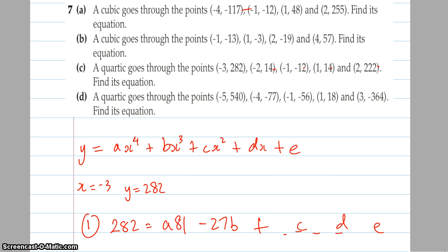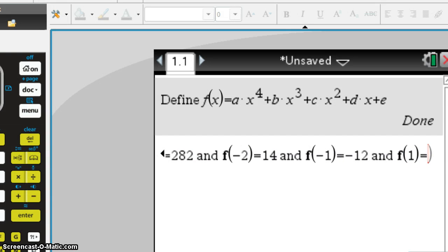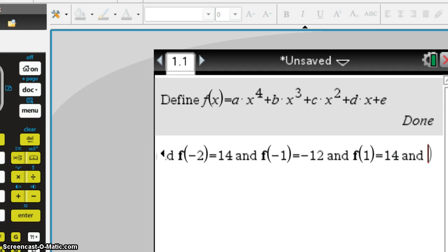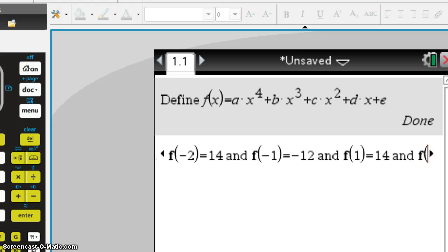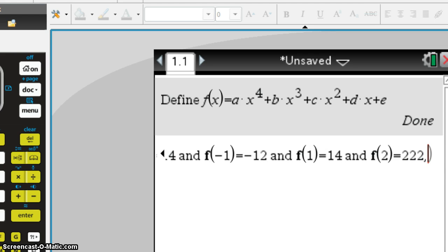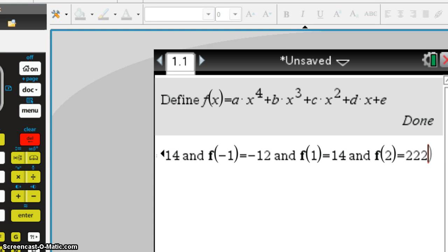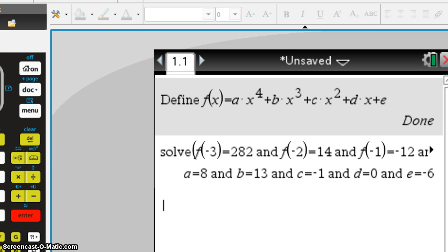And f of 1 equals 14, and f of 2 equals 222. Now that's all I've got. If I push enter now, it'll say argument error because it doesn't know what it wants to solve for. So all I need to do is push a comma and then a. You could do comma a, b, c, d if you wanted to, but I just need to put a. And then it will tell me all the values of a, b, c, d, and e.